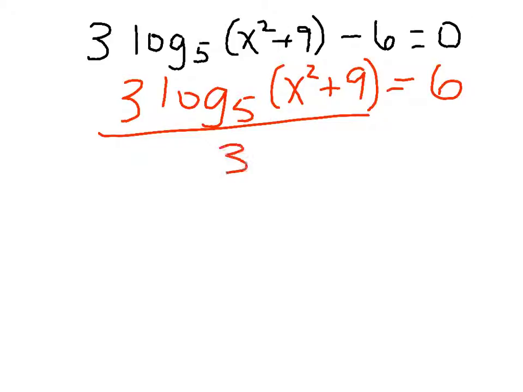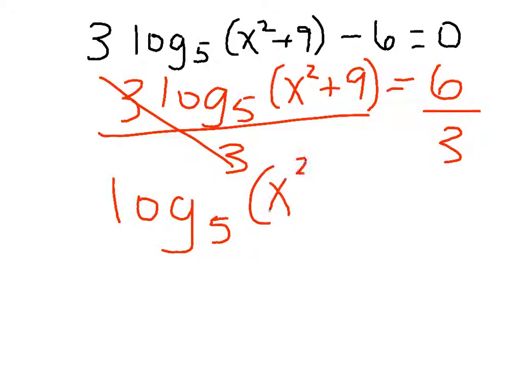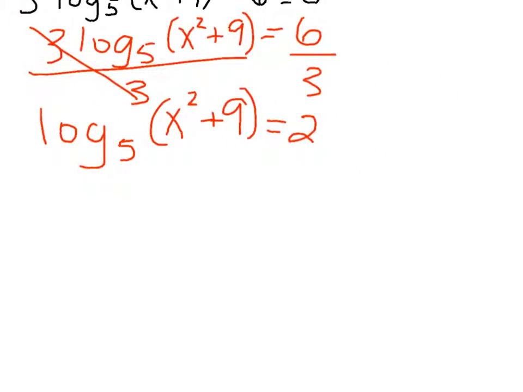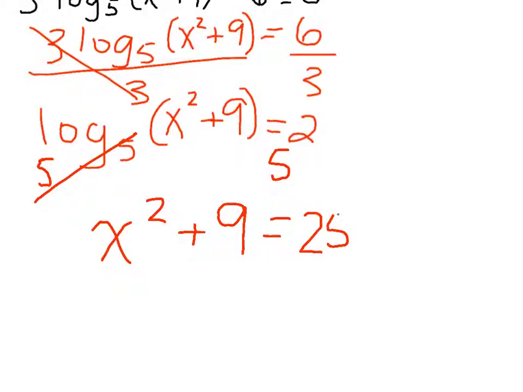And then I'm going to want to divide by 3 to get the log completely by itself before I do anything else. 6 divided by 3 is 2. So I'm looking at log base 5 of x squared plus 9 equals 2. At this point I can undo the log, so I'm going to make a base of 5 on both sides. I'm choosing a base of 5 because that's the base of my log. And that gives me the inverse property, so I can mark that out. And I have x squared plus 9 equals 25.